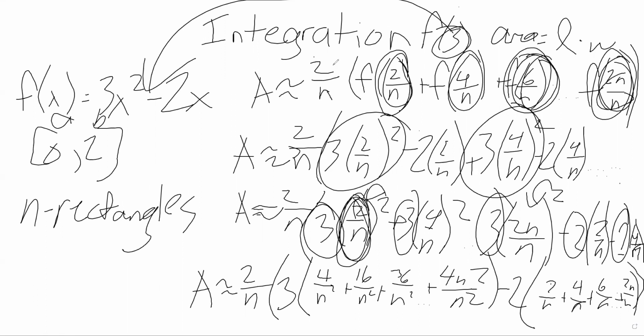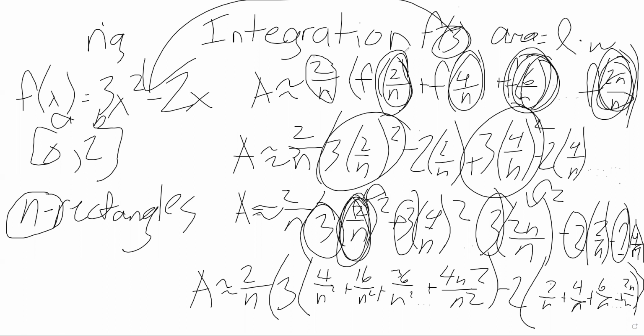So here what I did is I found my baseline or base width using that equation. Base equals b minus a over n. B equals 2, so 2 minus 0 equals 2 over n because there's n rectangles. If I keep saying triangles, I'm sorry, I mean rectangles. So then what we do is we take the x values, which would be the base width to start off with, because when you're doing n rectangles, you want to take the right side.